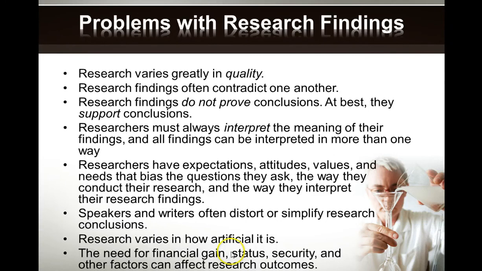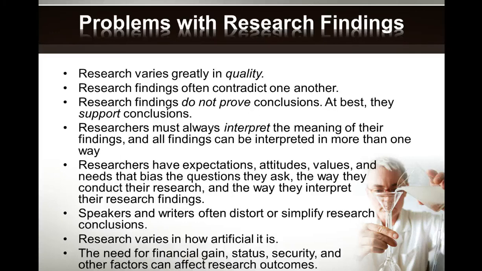Speakers and writers often distort or simplify research conclusions. Research varies in how artificial it is. With that, sometimes you can't exactly replicate something. For instance, you can't exactly replicate something happening with humans because there are lots of laws saying you can't do this or that with humans during a research study. Like, you can't take a baby away from its family and raise it with apes to see what happens. You could do things that mimic that within the law, and so on.